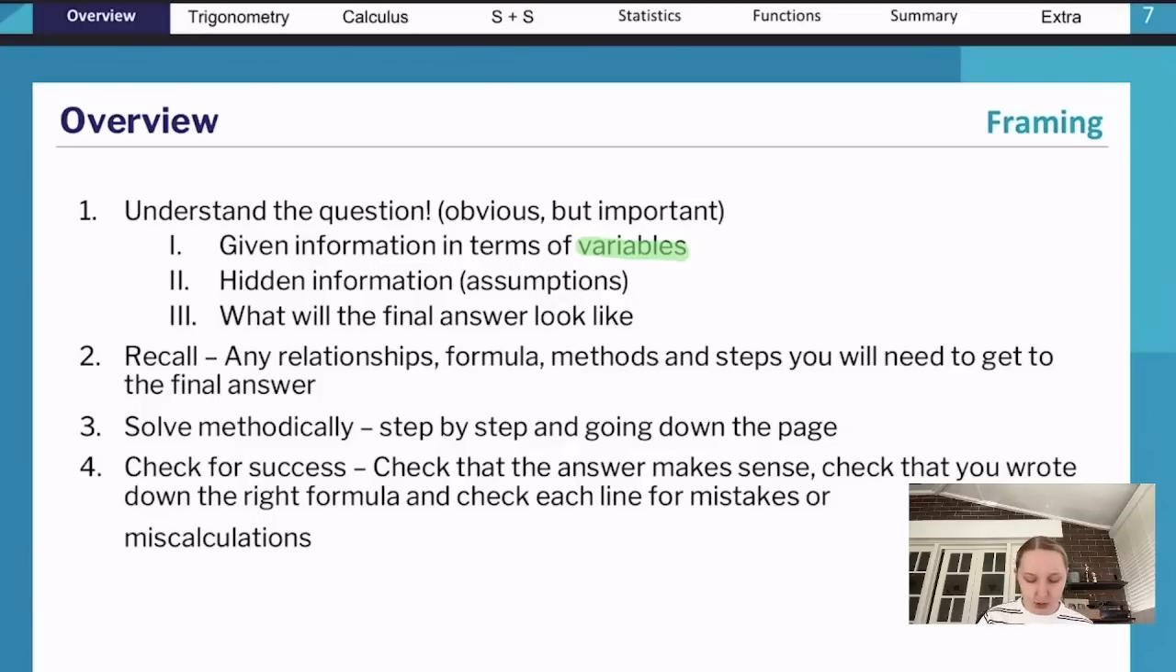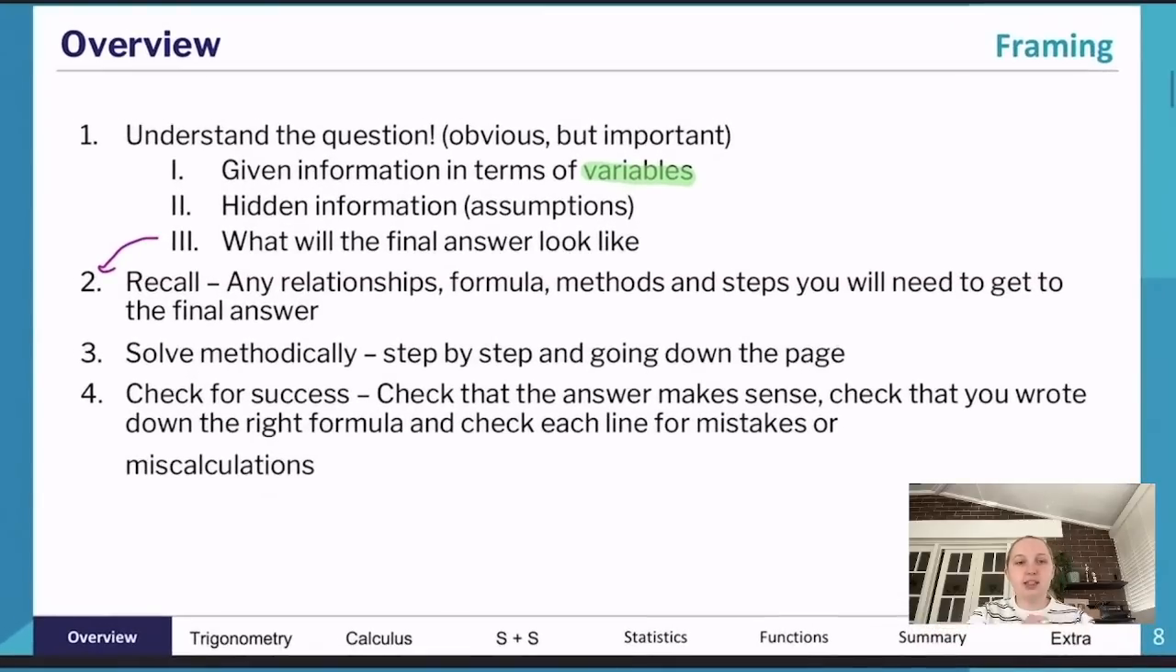And I guess that sort of links us to the second part of approaching questions in maths, and that's to recall anything and everything that you think you might need to get to that final answer. So there's relationships between concepts, formulas, methods, steps, anything you need to get the final answer. With this, I think thinking about formulas is super important, and just remembering what's on your formula sheet, because you don't want to waste your time studying and trying to remember all these formulas if they're going to be on your formula sheet anyway, because that's just a waste of time. So you want to get really used to using your formula sheet.